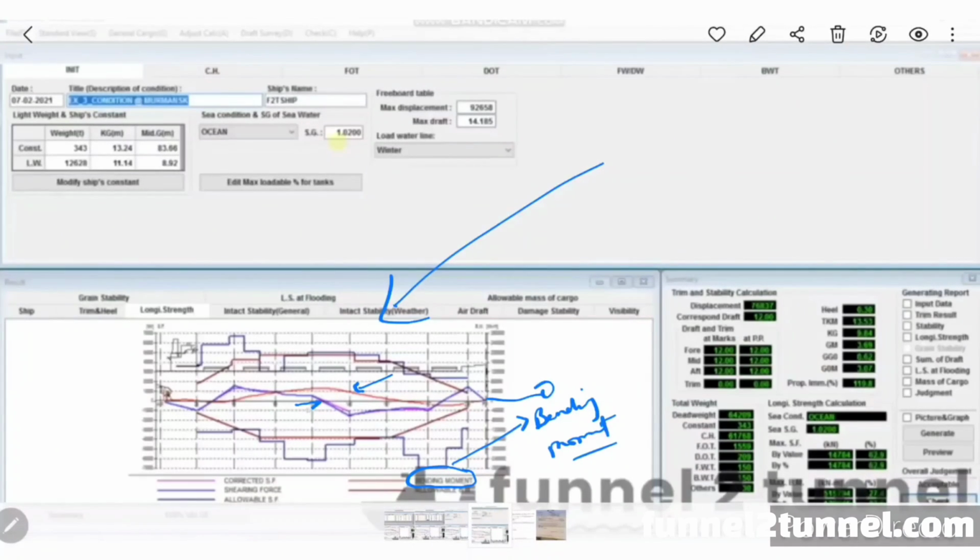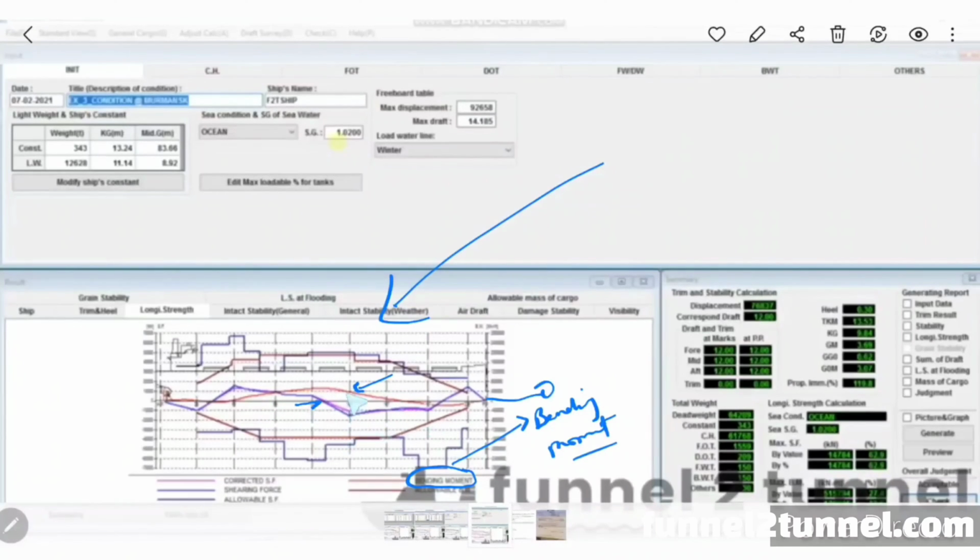So the bending moment is hogging. I will just use the arrow pointer to explain. This is the line which I'm talking about. This line you have to focus on. This is the bending moment line. And if this line is curving upwards and then falling down, that means the center part of the vessel has a bending moment which is a hogging moment. It is making the vessel hog.